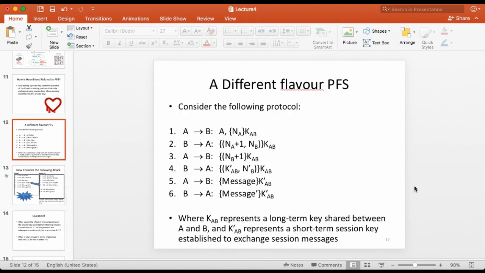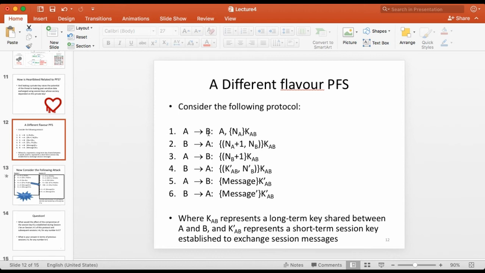Right, so that was a small context into why PFS is such an important property. Now we move on to another flavor of the PFS property. Let's consider the following 6 message protocol. So here you have A and B again communicating.